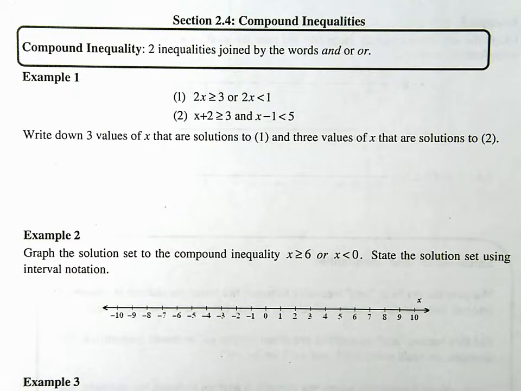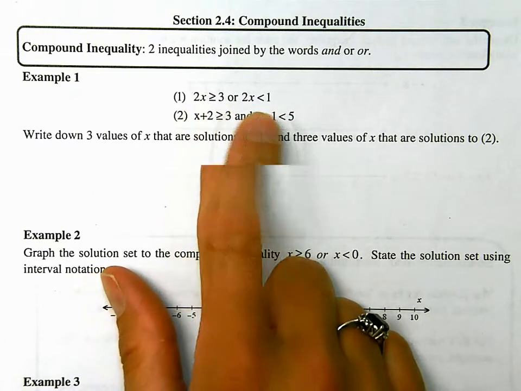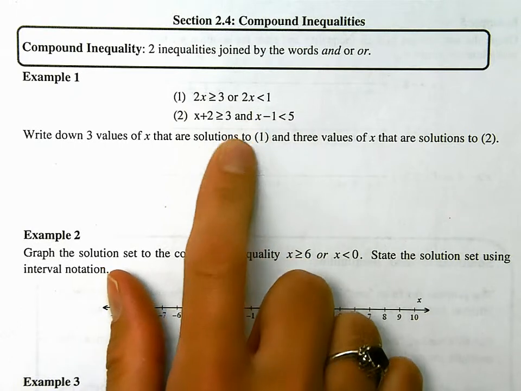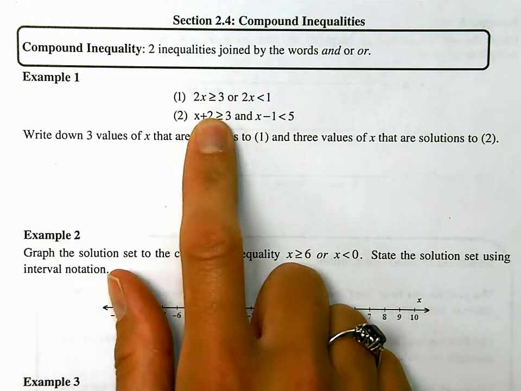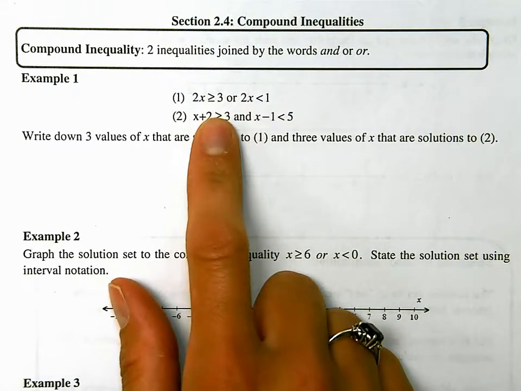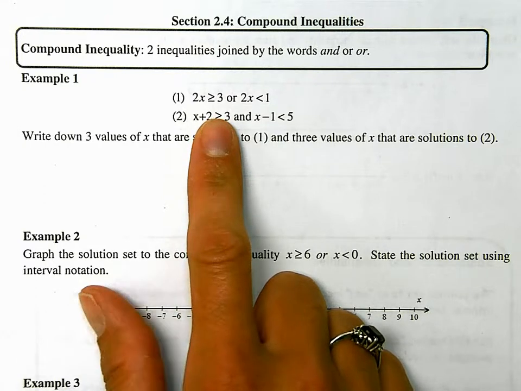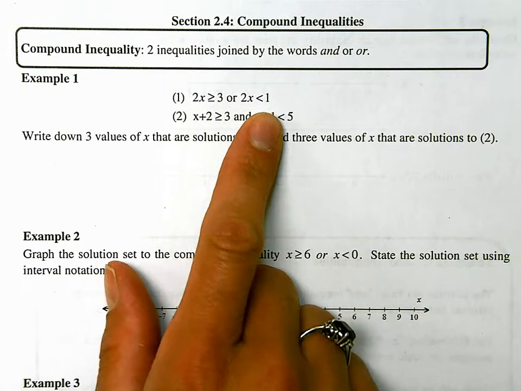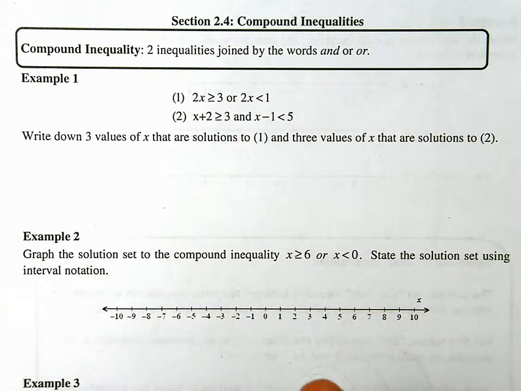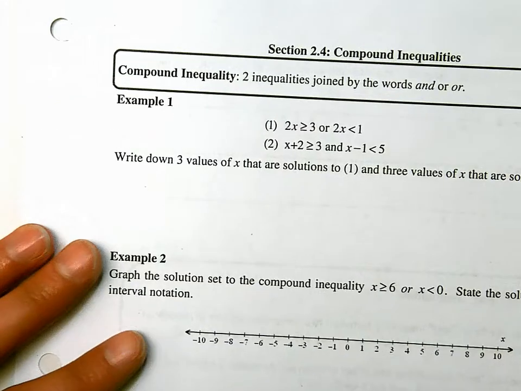Okay. So coming back to our inequalities, we've got two inequalities here. 2x is greater than or equal to 3, or 2x is less than 1. Can you guys find some values that would work for this compound inequality? As a hint, since it's or, you just have to find something that works for one of them. If it works for both of them, fine, but it just has to work for at least one of them. So, could we simplify these and solve for x maybe? Yeah. Let's go ahead and do that.